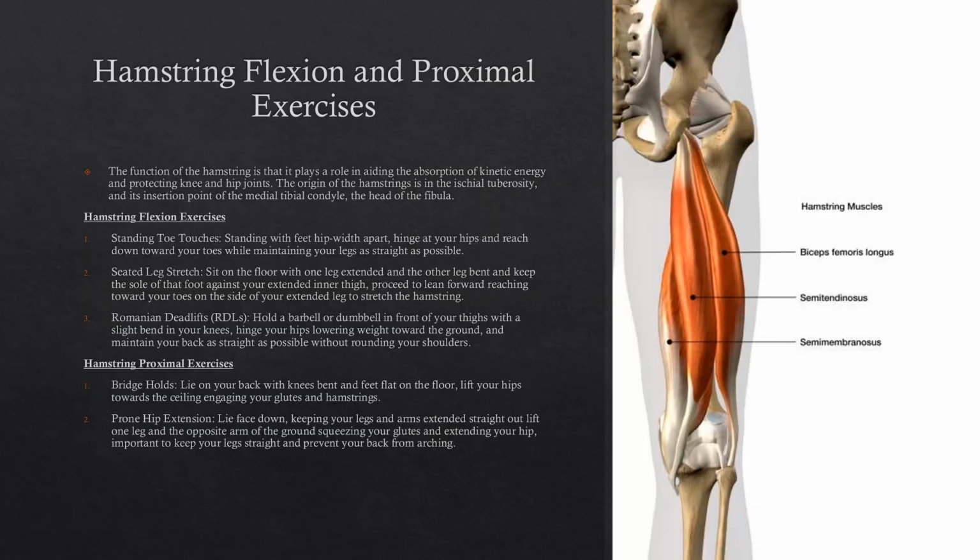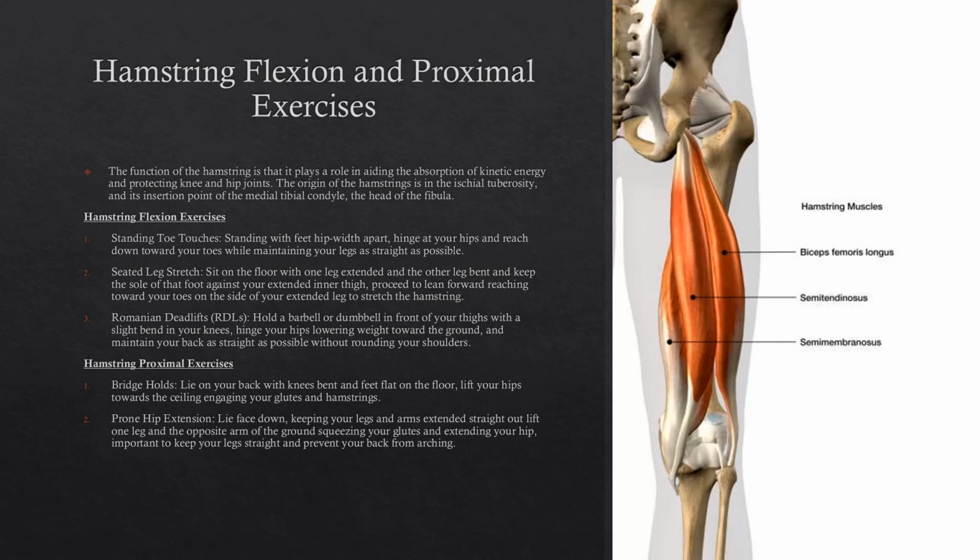For this one I did hamstring flexion and proximal exercises. As you can see in the diagram, these three muscles are the main ones I focused on in my exercises. The function of the hamstring is that it plays a role in aiding the absorption of kinetic energy and protecting knee and hip joints. The origin of the hamstring is the ischial tuberosity and its insertion point is the medial tibial condyle toward the head of the fibula that you see right here in the diagram.